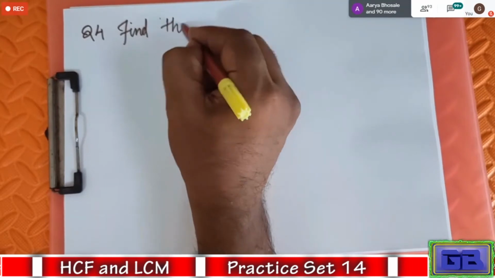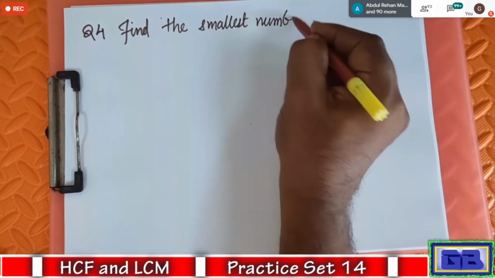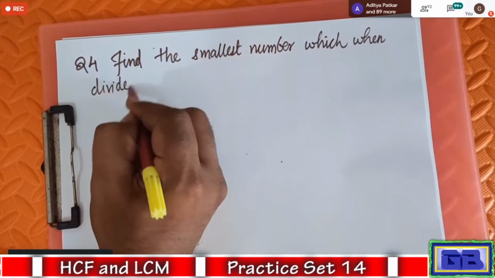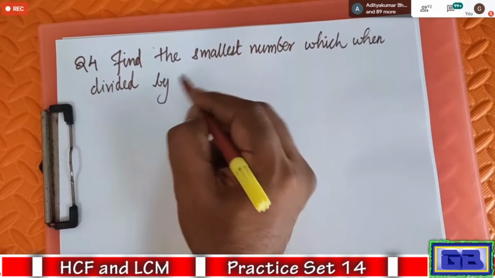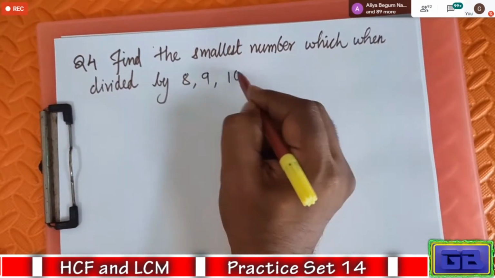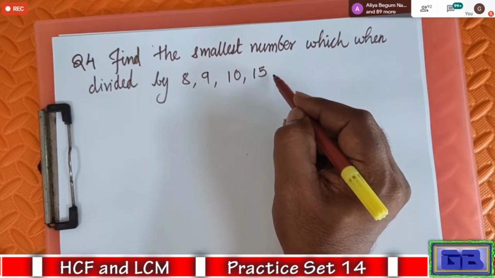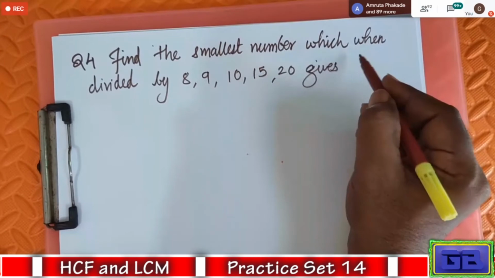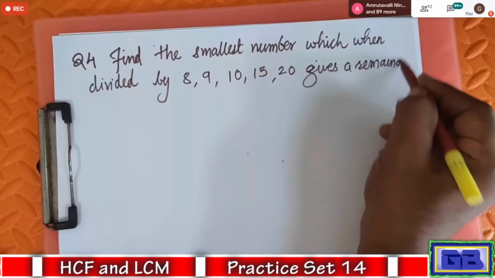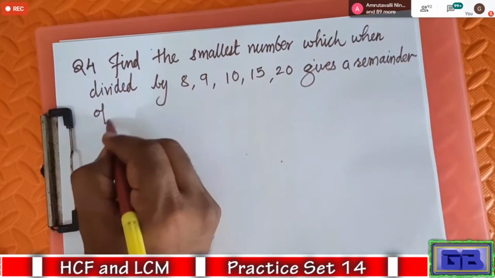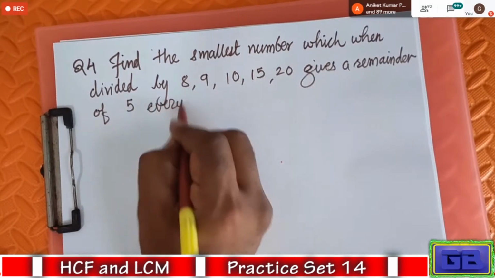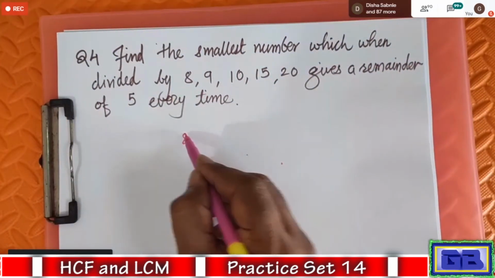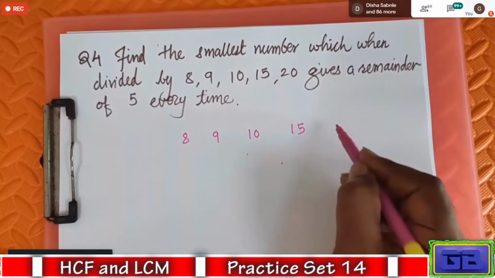Question number 4. Find the smallest number which when divided by 8, 9, 10, 15, 20 gives remainder of 5 every time. Take 8, 9, 10, 15 and 20.